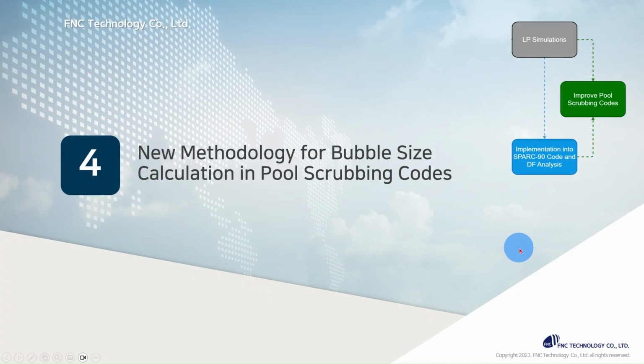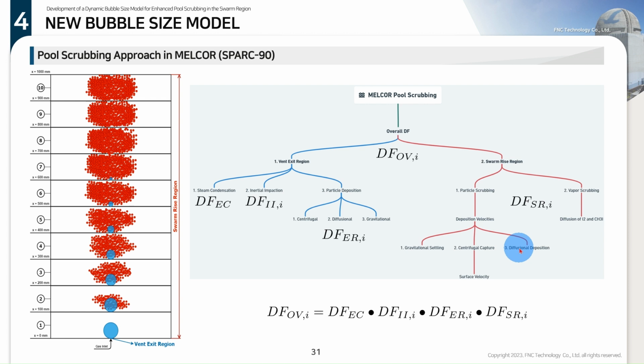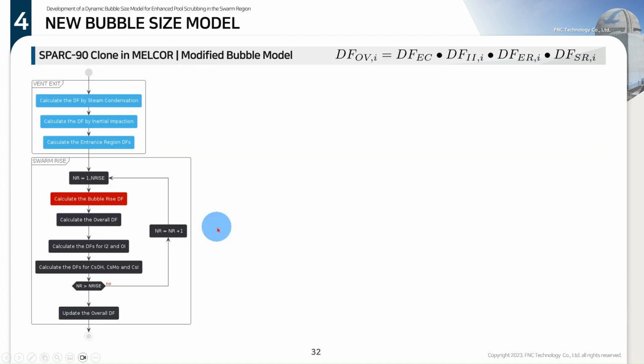And the methodology is implemented into pool scrubbing codes. In the current models, the red bubbles that can be seen here in the swarm region are constant diameter, and in the vent exit region, the contamination factor is calculated using various processes as well as the swarm rise region.